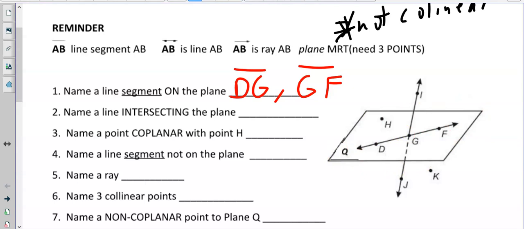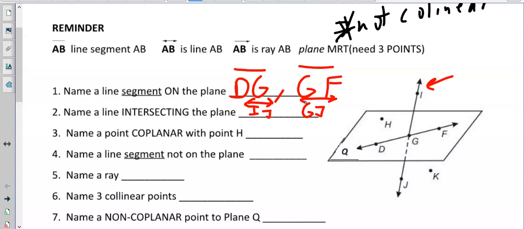Name a line intersecting the plane. We kind of hinted at that before. This one right here is intersecting, going through, like a pencil poking through a paper. So I just need to use any 2 letters to make the line. So let's say IJ. And we have to put this symbol with 2 arrows over it. I could also use GI or GJ as long as I put 2 arrows over it like that. Okay, there's more than one answer. Those are just a couple samples.